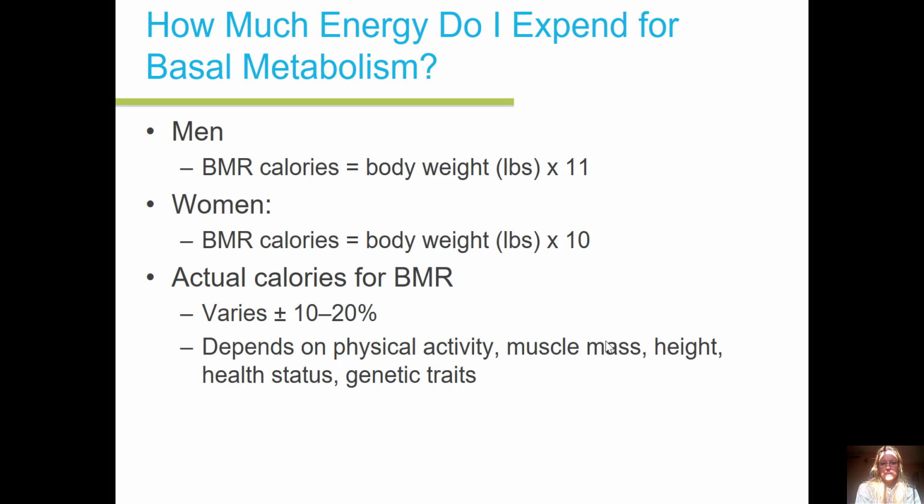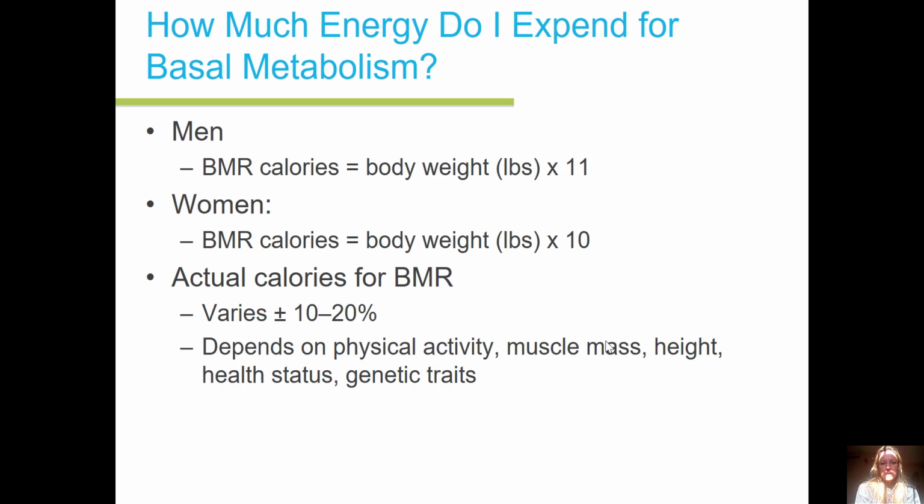So for men, it's simply taking your body weight in pounds and multiplying it by 11. And for women, it's multiplying that number by 10. So now this is not an actual number. Obviously, there's going to be some variance there. It's about a 10 to 20% positive or negative variance. So you could be off by 10 to 20%, either high or low.